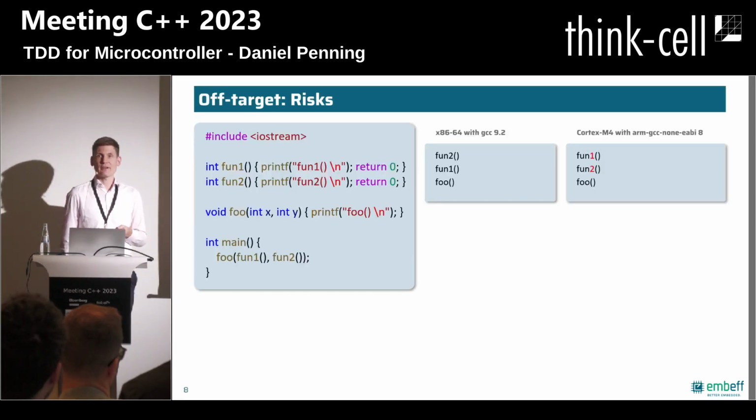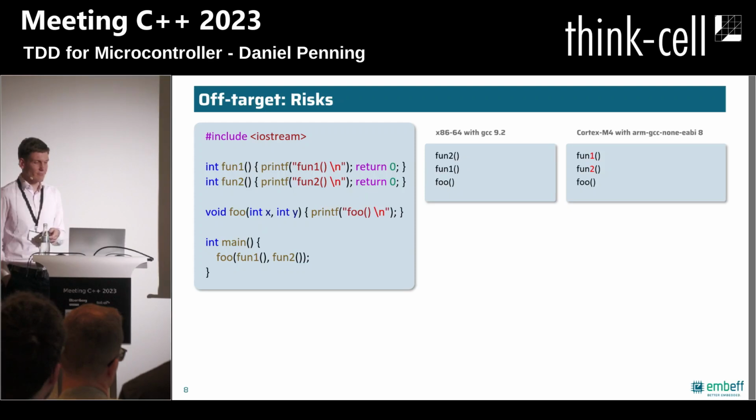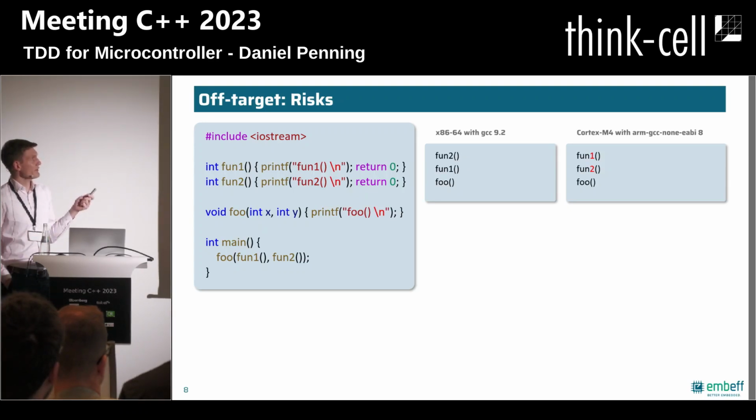There are two important limitations. And the first one is there are risks. And unfortunately, even in safety-critical systems, a lot of people are not aware of these risks. So I brought a slide here with a little code snippet. What you see are two functions. Function 1 and function 2 are just printing out their name and returning an int. And there's a third function, foo, taking two int arguments and also printing its name. And in the main function, you just call foo with the return values of our two functions.